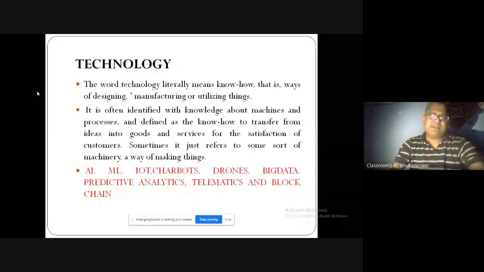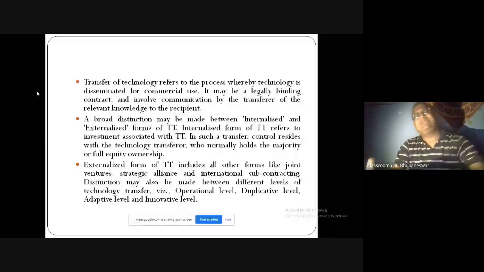My dear students, the question is, what is transfer? Transfer of technology means shifting or disseminating technology for commercial use, or through a contract transferring our knowledge to recipients, to another body. That is called technology transfer, meaning disseminating knowledge for a commercial purpose.